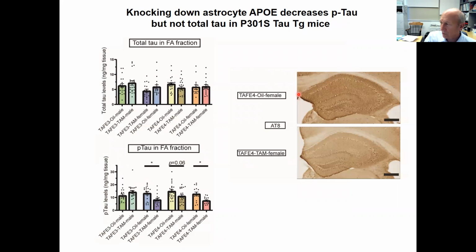One of the things that's interesting is if you remove astrocyte APOE3 or 4, there's not a big effect on the amount of tau that accumulates in the brain. There is somewhat of a decreased level of AT8 staining, but you can see biochemically there's not a really big effect on tau, implying that the protective effects of removing APOE4 are more likely through probably affecting the immune response.